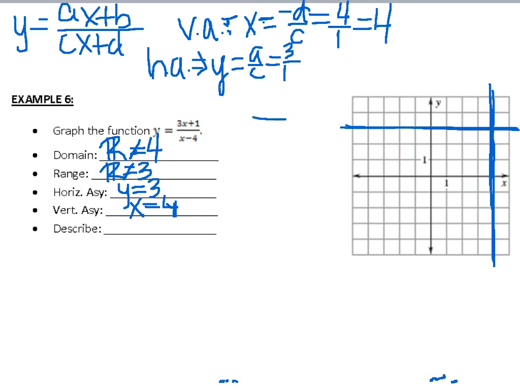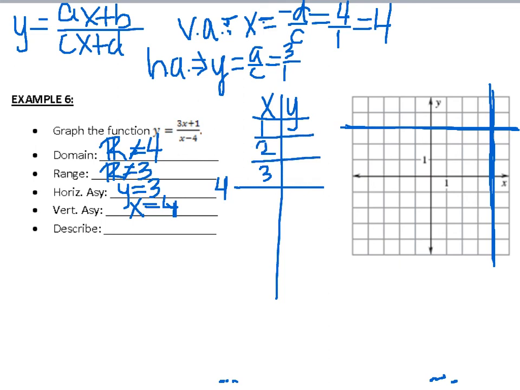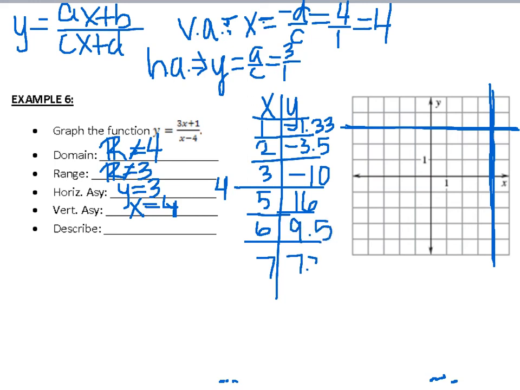Okay, well, let's now make our table. We're going to do our table the exact same way that we've been doing. Find your middle first, and since x equals 4 is my middle, I'm going to use 4 as my middle x value. So I need to do 3 and 2 and 1. And on the other side, I need to do 5 and 6 and 7. And I've already plugged these in. And I know for 1, it's negative 1.33. For 2, it's negative 3.5. For 3, it's negative 10. For 5, it's 16. For 6, it's 9.5. And for 7, it's 7.33.